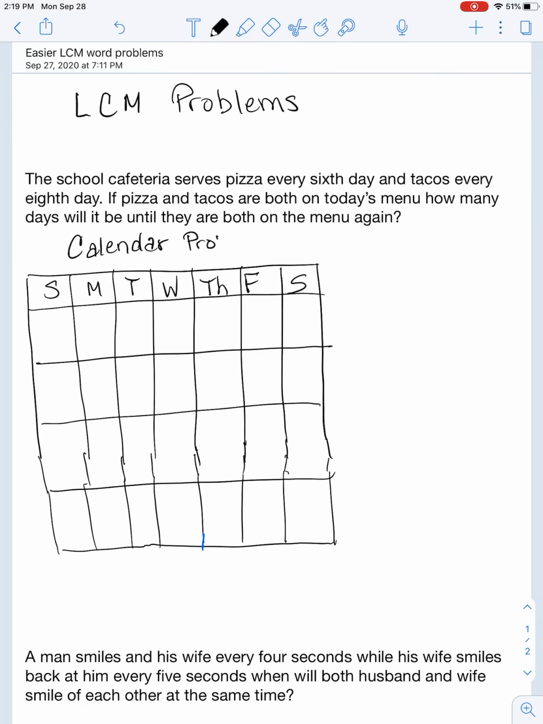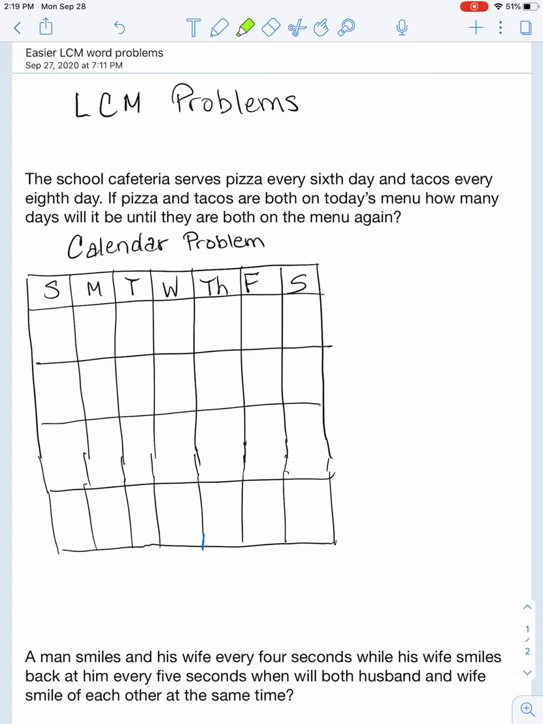And a calendar problem is a problem where it talks about something happens on one day and then it recurs every certain number of days. And then a different thing happens on the same day, and they want to know when is the next time both will happen on the same day again. The reason they're called calendar problems is because you can kind of sketch a calendar to solve them.